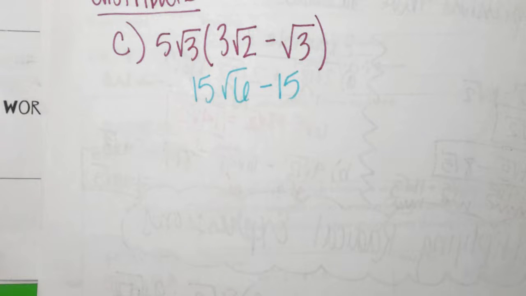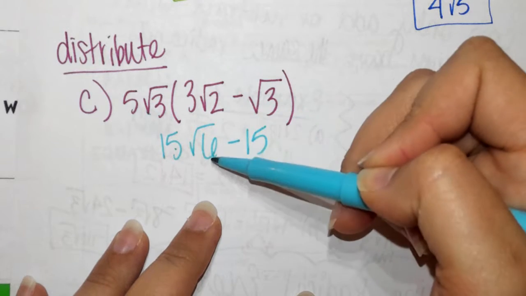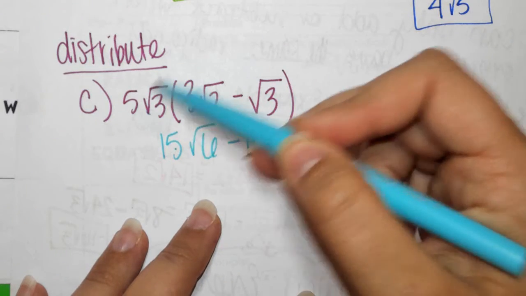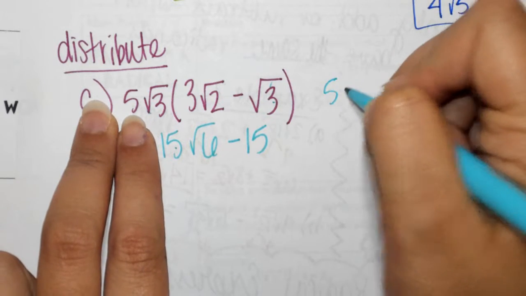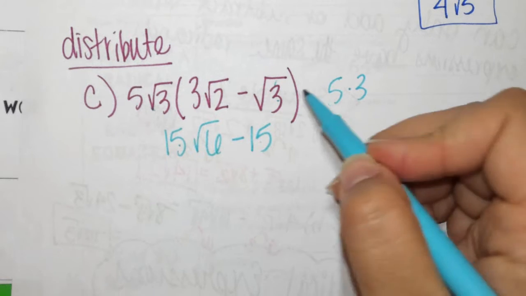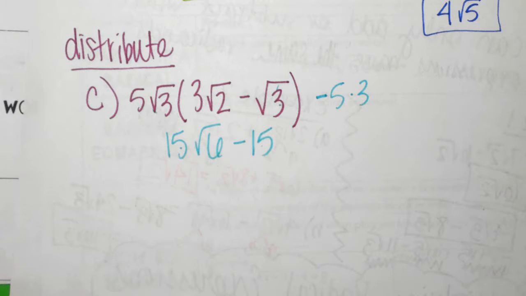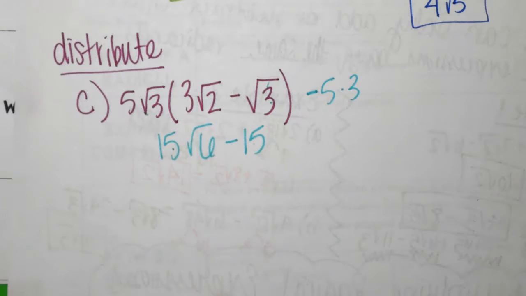Can we move on? Okay, yes, I will happily explain it. You do 5 times 3 and you get 15. Root 3 times root 2 and you get root 6. 5 root 3 times root 3 ends up 5 times 3, which is then 15. So you get minus 15.